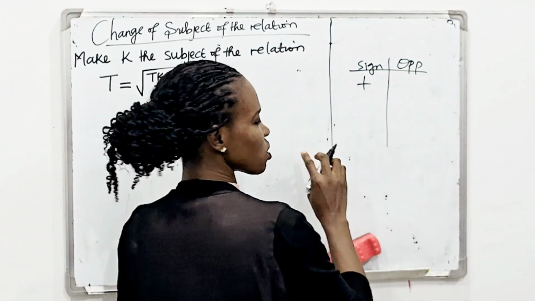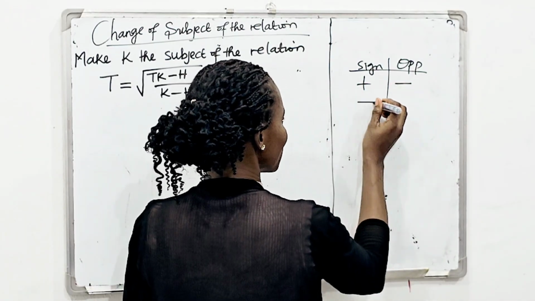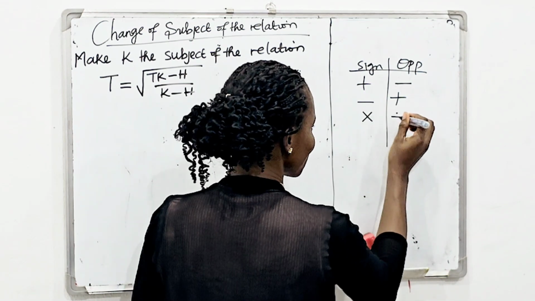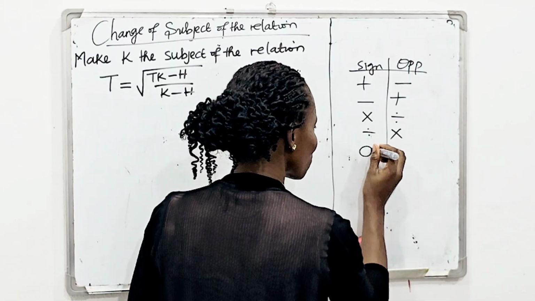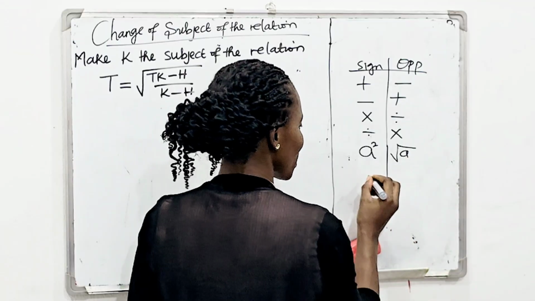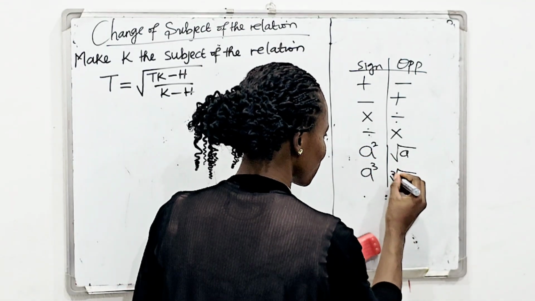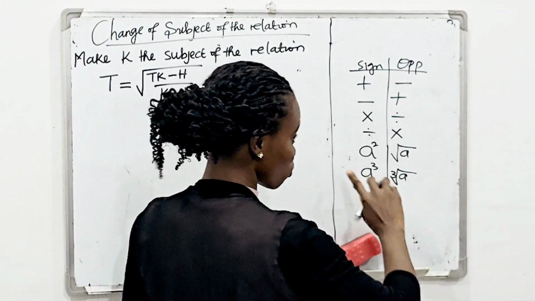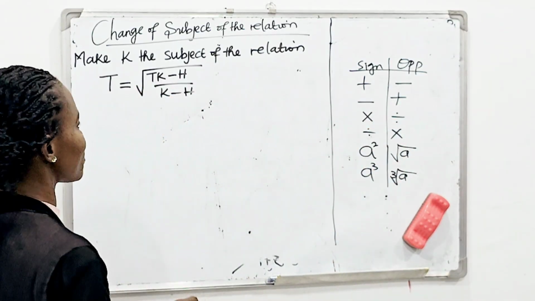When you have plus, the opposite is minus. If it is minus, the opposite of minus is plus. If it is times, the opposite of times is division. If it is division, the opposite of division is times. If it is raised to power of 2, that is square, the opposite of square is square root. If it is raised to the power of 3, the opposite of it will be cube root. If it is raised to the power of 4, the opposite of it will be fourth root, and so on and so forth. So, now with this, let's look at this.